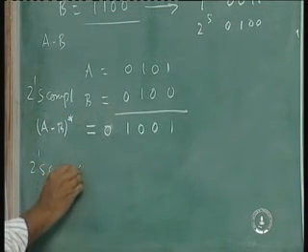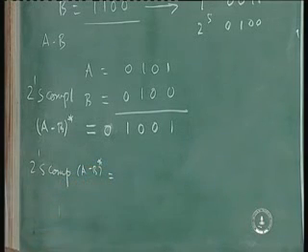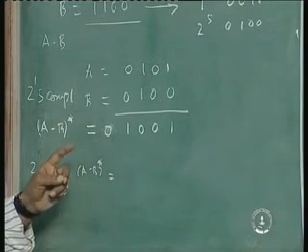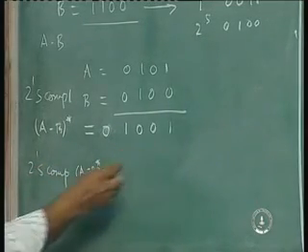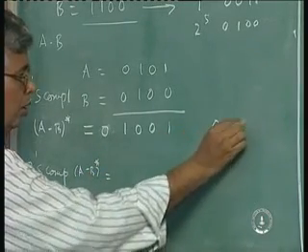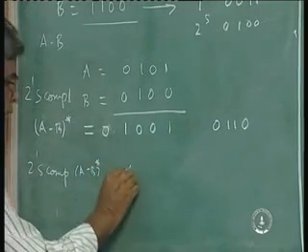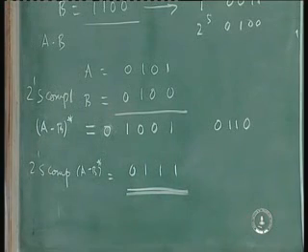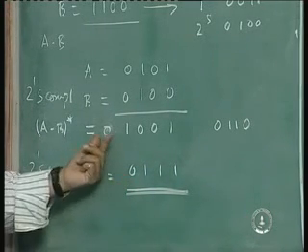And if I take the 2's complement of this, it is going to be 1's complement plus 1, right? 1's complement is 0, 1, 1, 0. Add 1 to it, I get the 2's complement, which is, what is this number? 0, 1, 1, 1, 7. But you should not take it as 7 because of this.